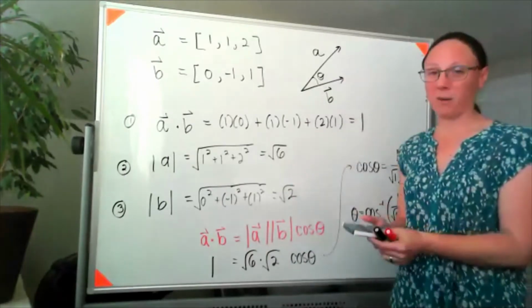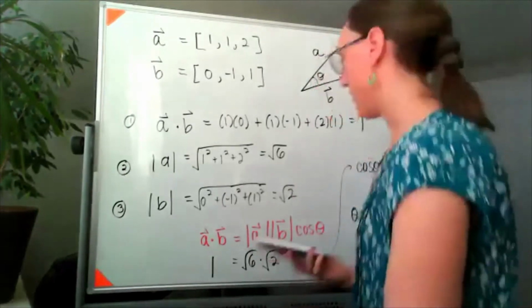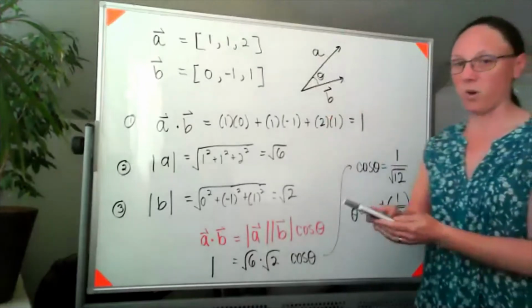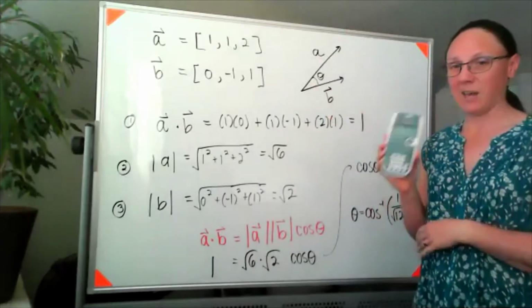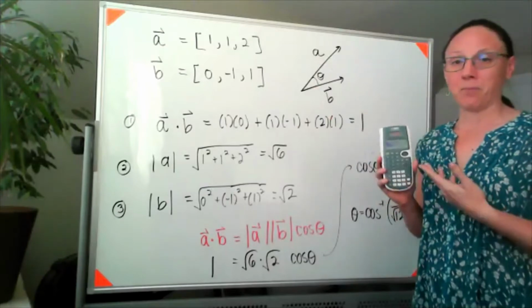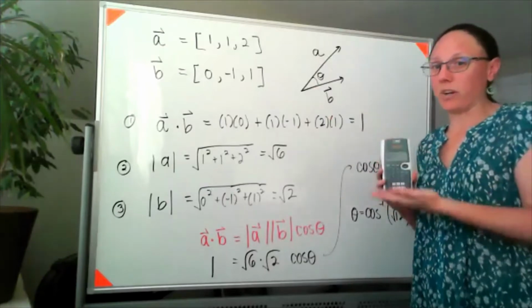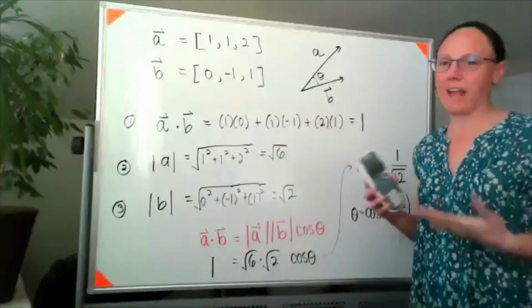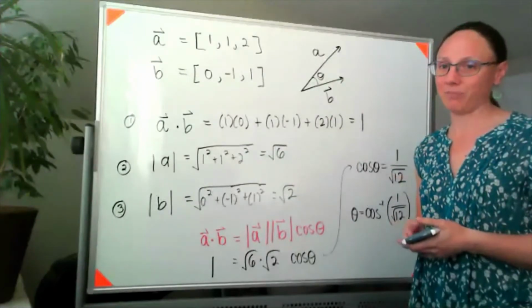That's the point where I pick up a calculator to figure out what cosine inverse of 1 over the square root of 12 is. When I grab that calculator, I'm going to be careful to make sure that I'm either in degrees or in radians, depending on how I'm supposed to put the answer there.